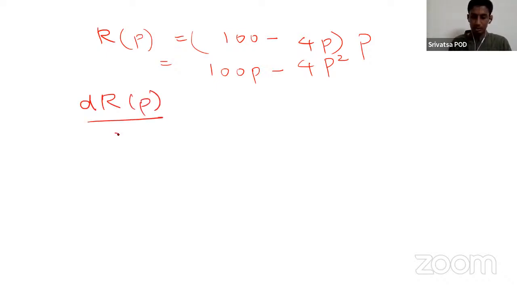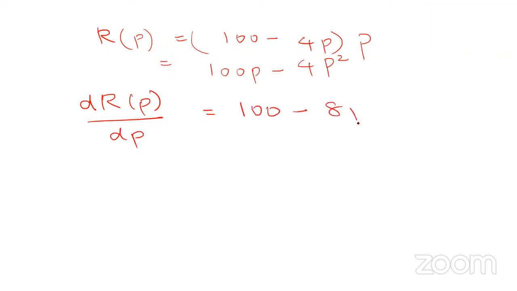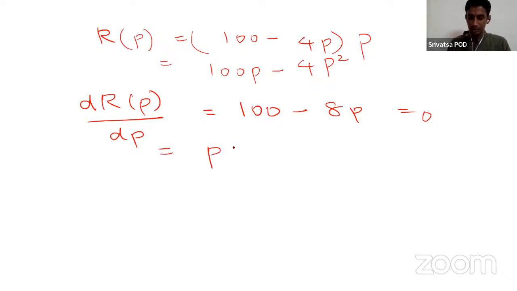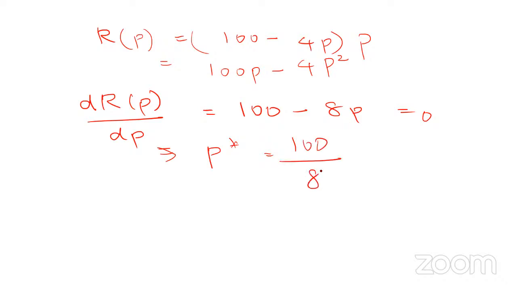with respect to p, it is going to be 100 minus 8p. So equate this to 0. And you can find that the value of p star is 100 by 8, which is 12.5. Okay, so this is how you calculate p star.